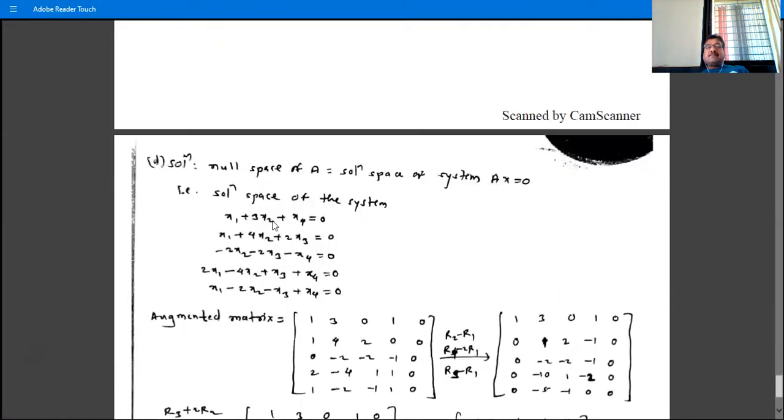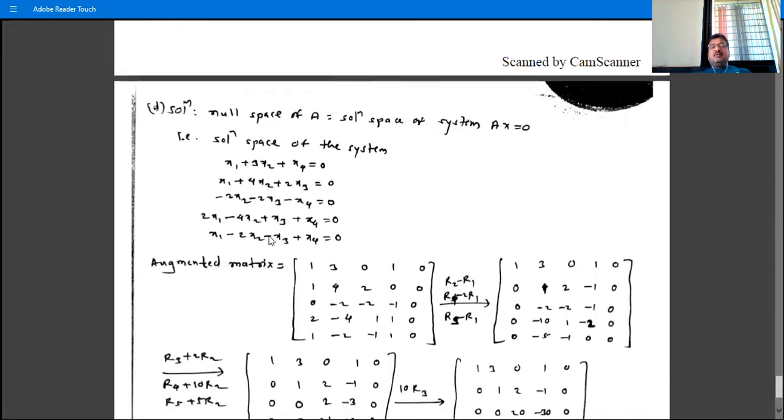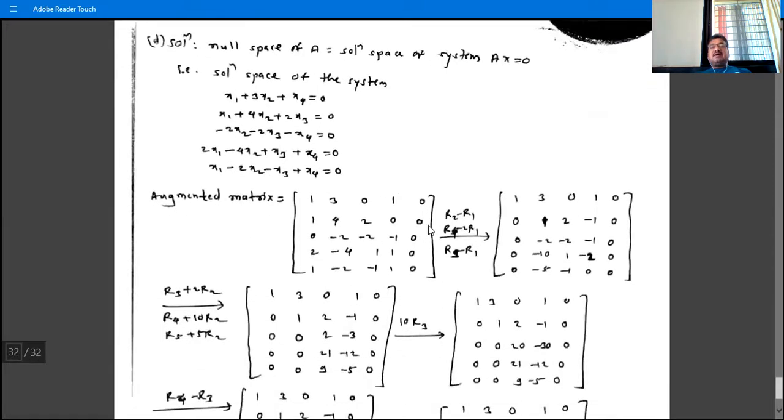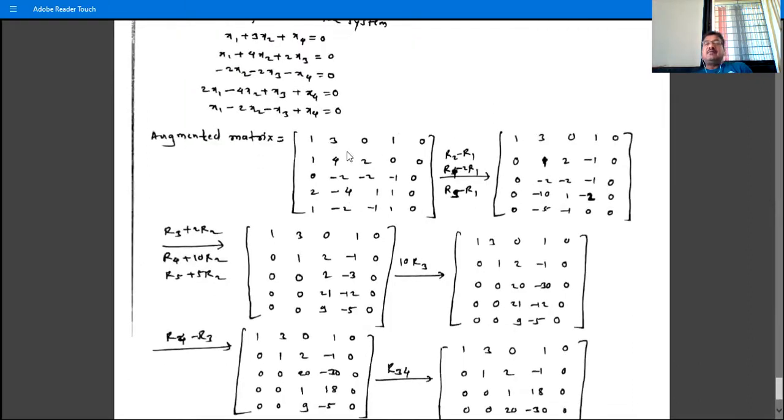So the null space of the matrix is equal to the solution space of the system AX is equal to 0. So from that matrix we find the system, and now we have to find the solution of this system. So the augmented matrix is this. Either consider the augmented matrix or the coefficient matrix; you can write or skip the last column of zeros. The combination of A and B is the augmented matrix, and now we have to reduce this matrix to echelon form.